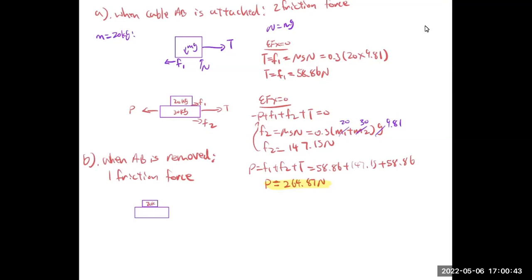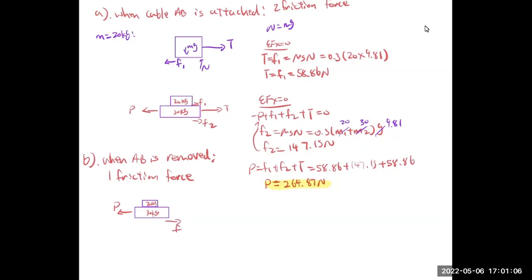It's 20 kilograms, 30 kilograms. Okay, we still have this force P right here pulling at this thing, but at this time we don't have a tensional force T that's resisting the object back. So in this case, we only have one frictional force, which is F. That's also in this direction. Let's just call it F.